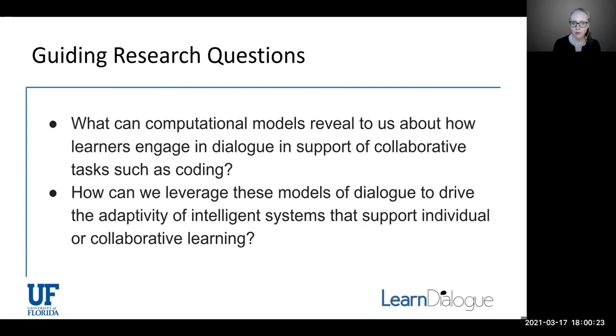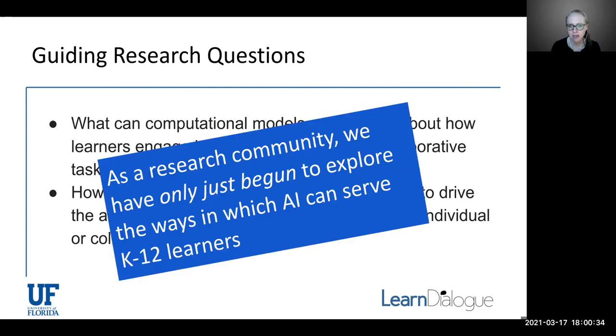I'm going to talk about several projects today, and I hope you'll take away a notion that I feel strongly about, which is that as a research community, we have only just begun to explore the ways in which AI can serve K-12 learners. What I mean by that is that AIs can be learning companions, tutors, they can be all sorts of different kinds of agents in different contexts. And they can also provide the opportunity for learners to view their own data and then reflect and potentially form new goals for what they may want to do or learn or adapt to in the future.